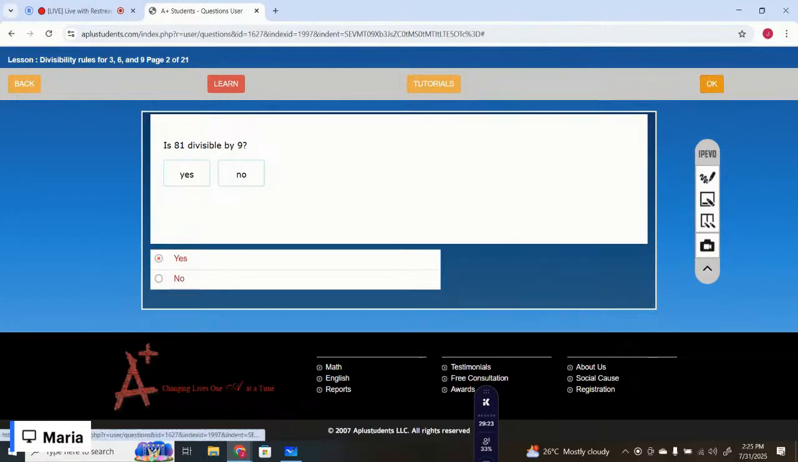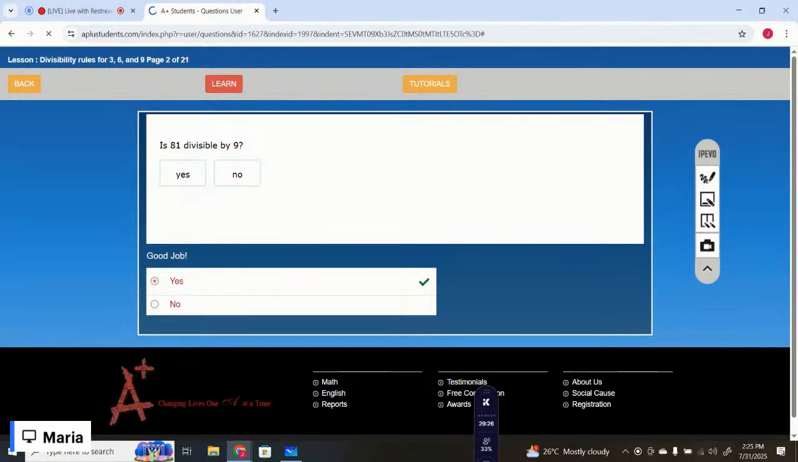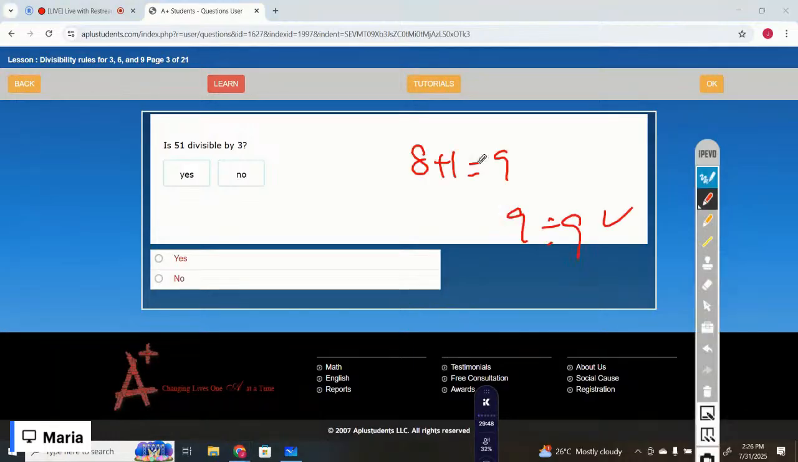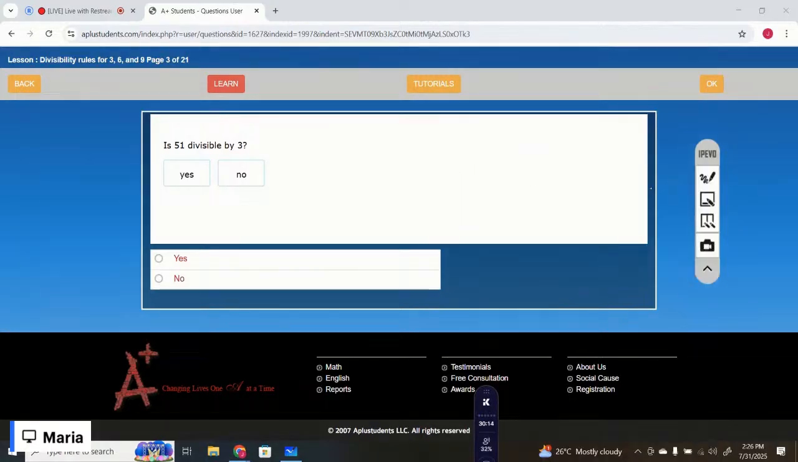Okay, the next one is 51 divisible by 3? Let's just add all the digits, right? That is 5 plus 1 is 6. So 6 is divisible by 3. Yes, it is. The correct option is yes.